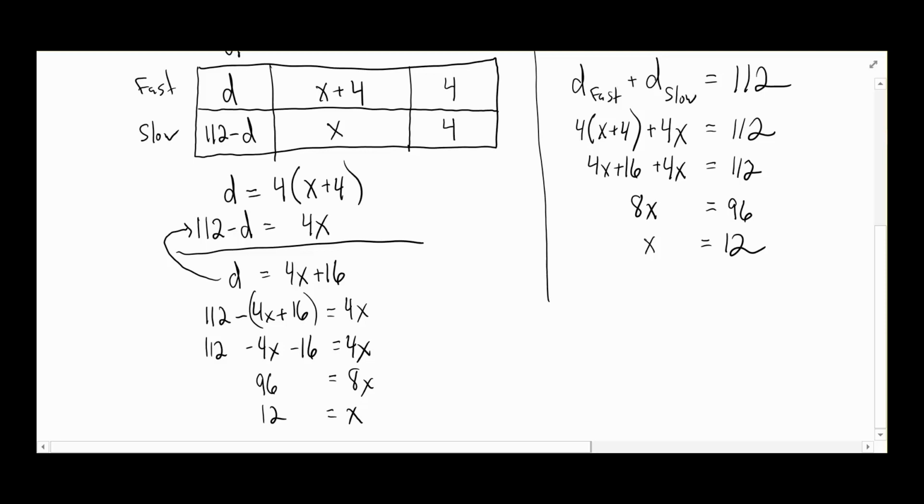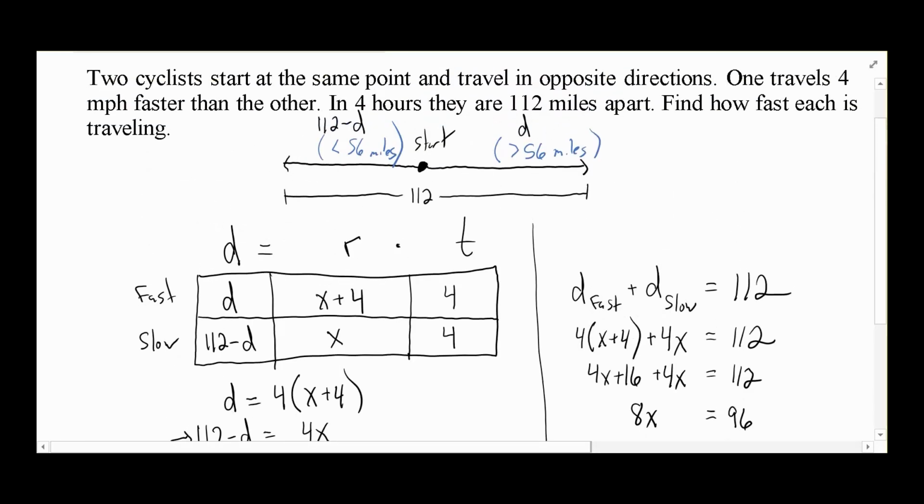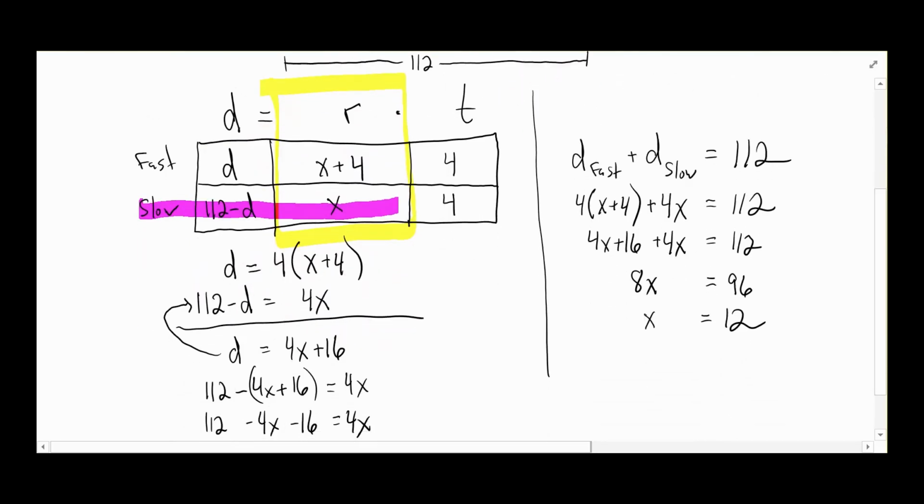Now, please note that we haven't answered the actual question yet. We've only solved the algebraic part. Let's come back and read what we were actually asked. We were asked to find how fast each is traveling. So that's our rate. X, now, is the speed of the slow person. So we got x equals 12 miles per hour for the slower cyclist, whereas the faster cyclist, their rate was x plus 4. So that's 16 if we add 4 to our x value.